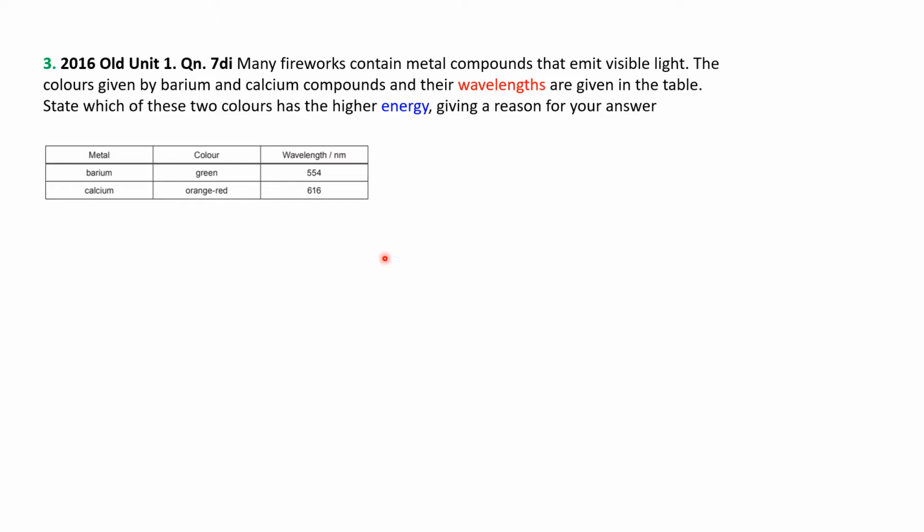Always good to never lose sight of where these colors come from. They come because you've got emission of different wavelengths of light. And of course, there is the relationship between the wavelength of light, the frequency that we're not interested in, and the energy. And for the energy and the wavelength, it's an inverse relationship. So barium has the lower wavelength, thus the higher energy.